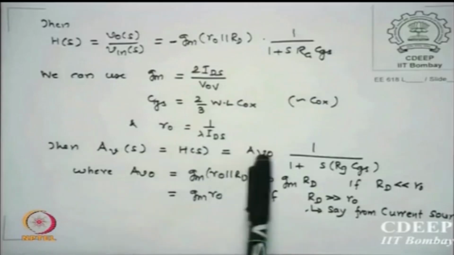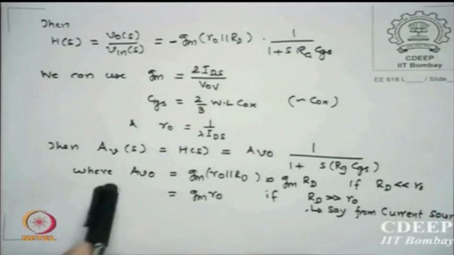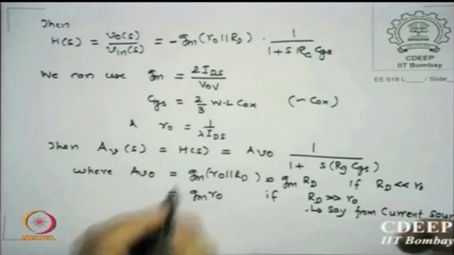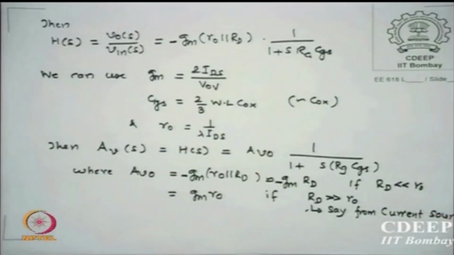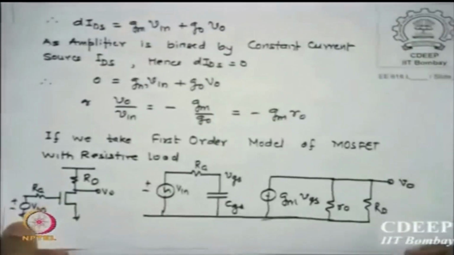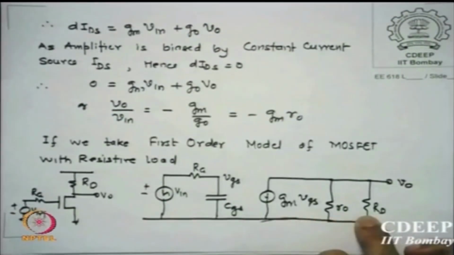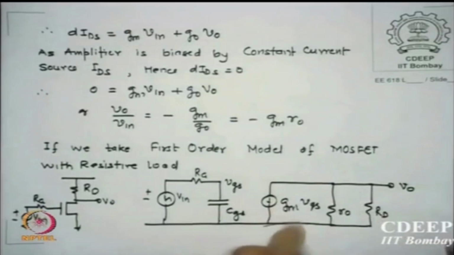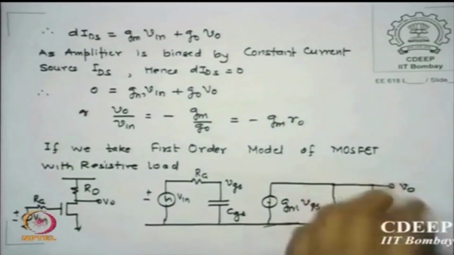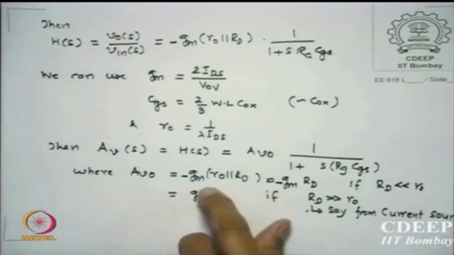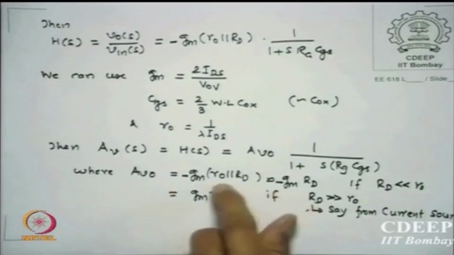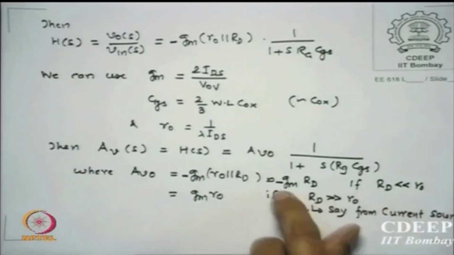R0 is 1 upon lambda IDS, which is the current, then AVS and AV0 is defined as, sorry, it is minus everywhere, GM parallel R0 RD. The current in this parallel resistance of R0 RD is what GM VGS current is flowing through. So minus GM VGS into R0 parallel RD is my V0. That is exactly GM R0 RD, my DC gain, and if RD is much smaller than R0, it is minus GM RD.